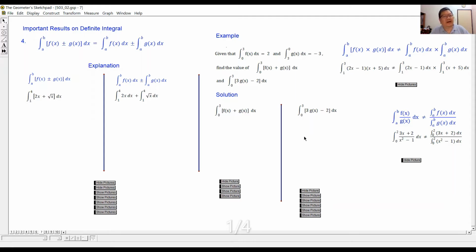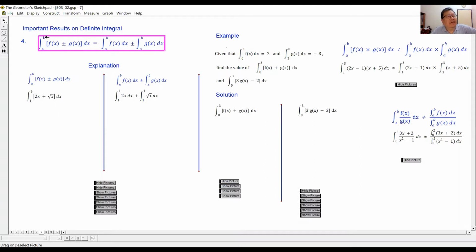I go slowly. So, okay, right. Today we are going to look at the fourth important result. Now, what is this result about? Now, you look here at this thing.